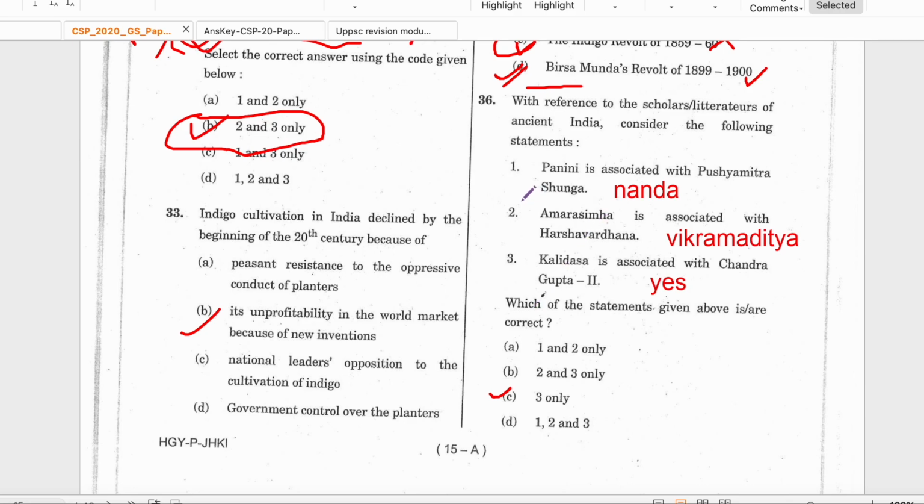This is just to give you some knowledge. Panini is associated with Mahapadma Nanda, not Pushyamitra Shunga. Amar Simha and Kalidasa both were Navratnas of Chandragupta II, also known as Vikramaditya. So remember this.